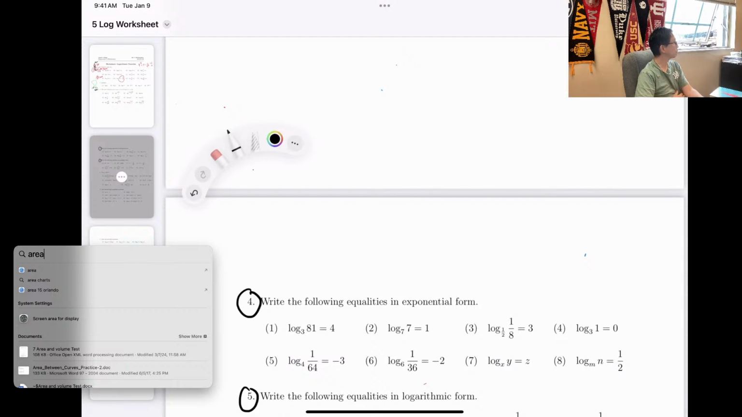For question 2, would this be undefined? No. 3 to the what power is equal to 1? 3 to the what power? 3 to the 1 power is equal to 1. No. 3 to the 0. Yes. So y is equal to 0. Oh, yeah.